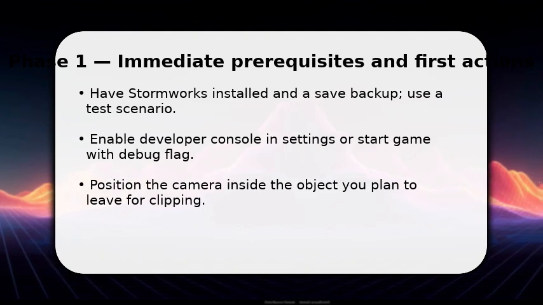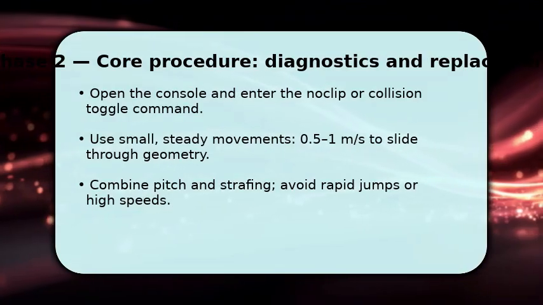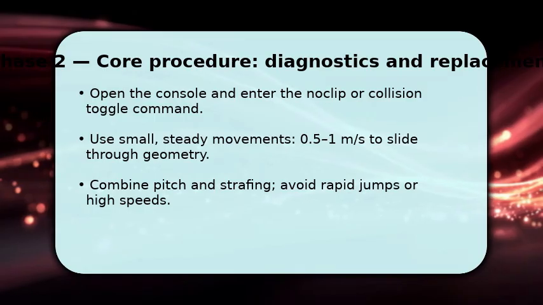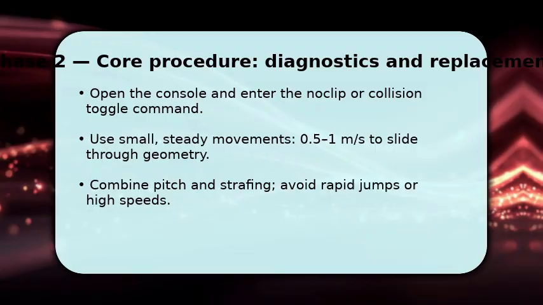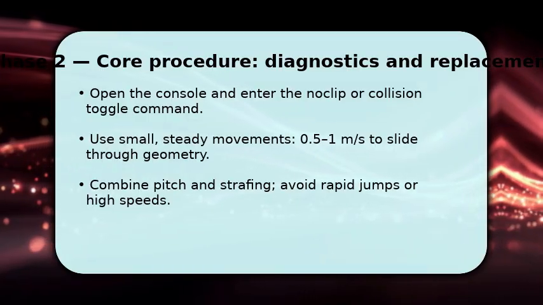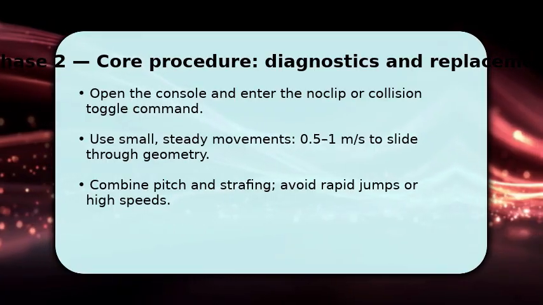With the console open, enter the Noclip toggle or collision command. The exact command depends on your build, so try the basic collision off command first. After activation, move slowly, about 0.5 to 1 meters per second, so you slide rather than clipping unpredictably.